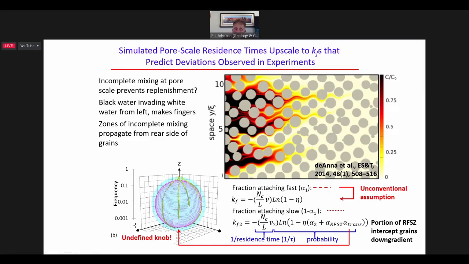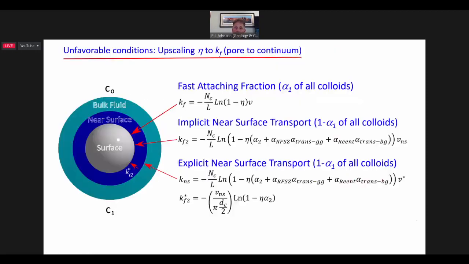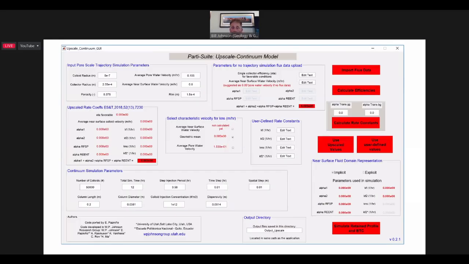So that's an assumption that we have to start to prove using pore scale modeling, pore network modeling. But when we make that assumption, we can actually obtain the curves that are observed under unfavorable conditions. And I just want to say that you can do this in Party Suite. That's available to you. It's at this website here, shown at the bottom, wpjohnsongroup.utah.edu. And we're happy to help anybody that wants to do either the nanoscale interactions, the pore scale trajectory simulations, or these continuum scale simulations based on the pore scale. Contact us if you're interested.